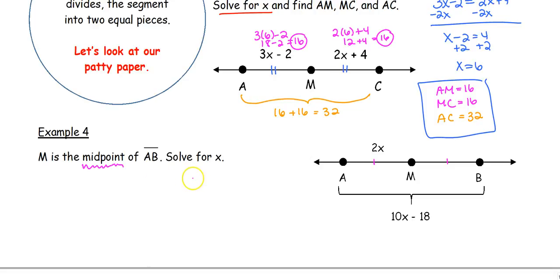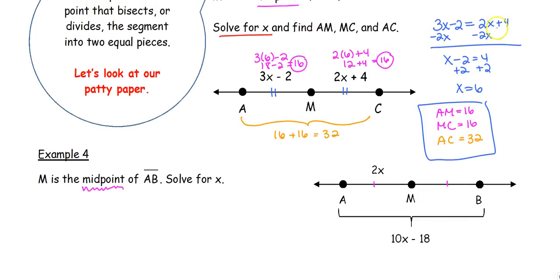Knowing that I want to solve for x, I have that AM is 2x. I have that the whole piece is 10x minus 18. I need to solve. In the last one, all I did was set the two pieces that I was given equal to each other. So my guess is some of you are just going to take the 2x and the 10x minus 18, and you're just going to set them equal to each other. Hey, just take the two pieces we've got, see what it gives us.